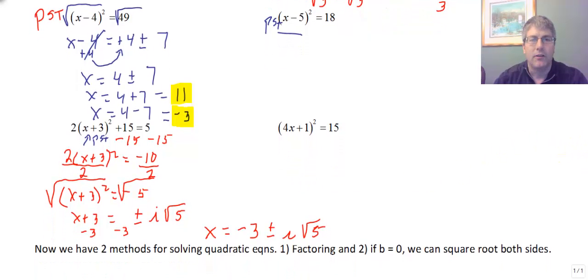So one final note: as you can see, now we have two methods for solving quadratic equations. We can factor, and if b equals 0, meaning the coefficient on our linear term is 0, now we can square root both sides. So we have two methods for solving for the x-intercepts of a parabola, solving for the roots or the solutions. We can factor, and we can take the square root of both sides. So with that, I will see you in class.